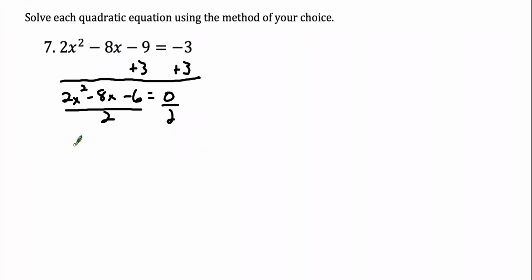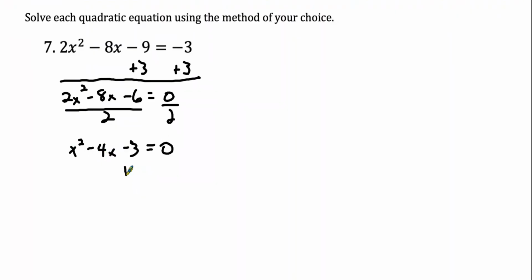So 2x squared divided by 2 would just be 1x squared. Then negative 8x divided by 2 would be minus 4x. And negative 6 divided by 2 is minus 3. So, since we already have everything on one side equal to 0, we could use the quadratic formula. But it might be a little bit less work from here if we complete the square, because my a value is 1 and my b value is even.